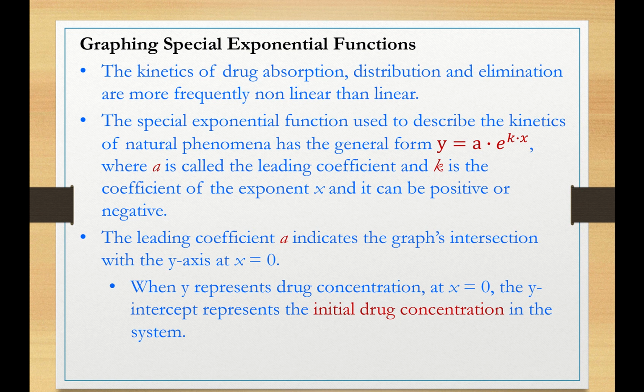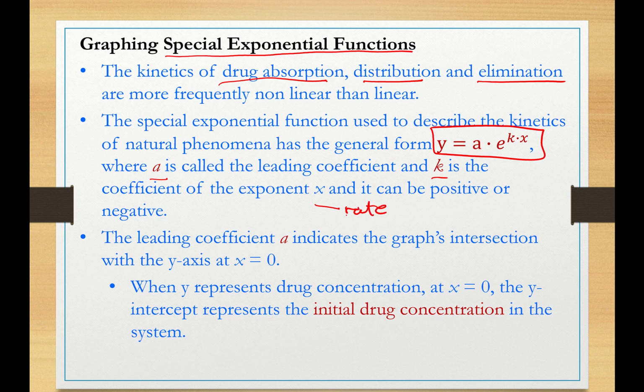Now, graphing special exponential functions. This is important because most of the kinetics of drug absorption, distribution, and elimination are routinely approximated by first order kinetics, which resemble this form of exponential equation: y is equal to a times e to the k times x. Sometimes we have a negative k, a positive k, it doesn't matter. A is called the leading coefficient and k is called the coefficient of exponent x, and is commonly the rate constant of the kinetics.